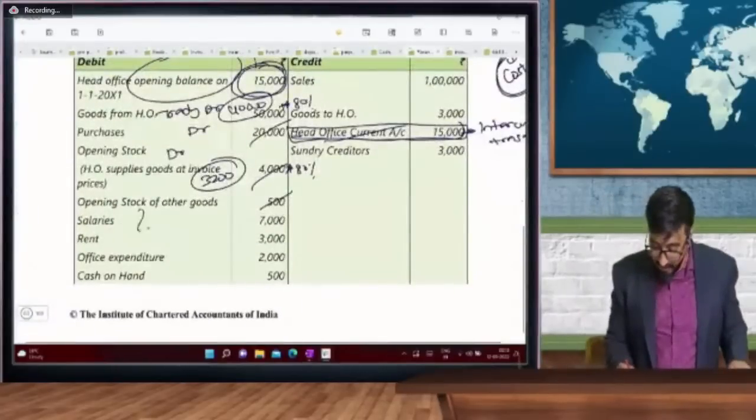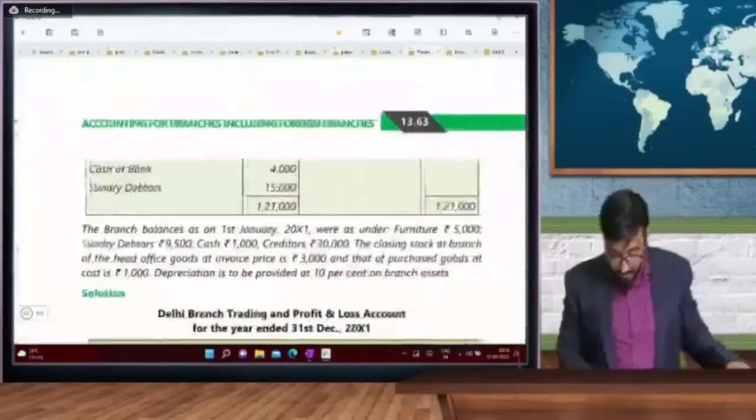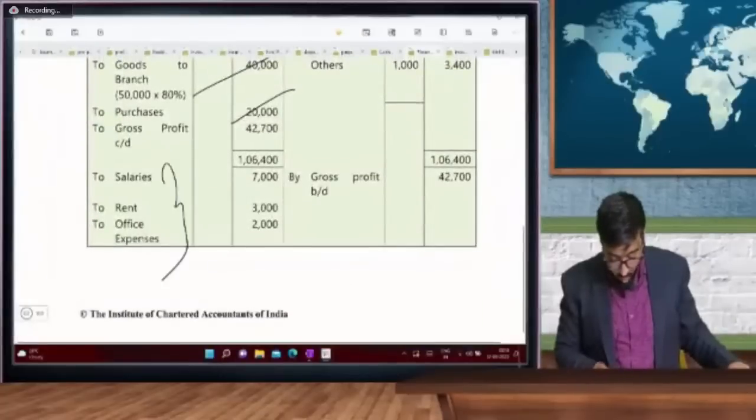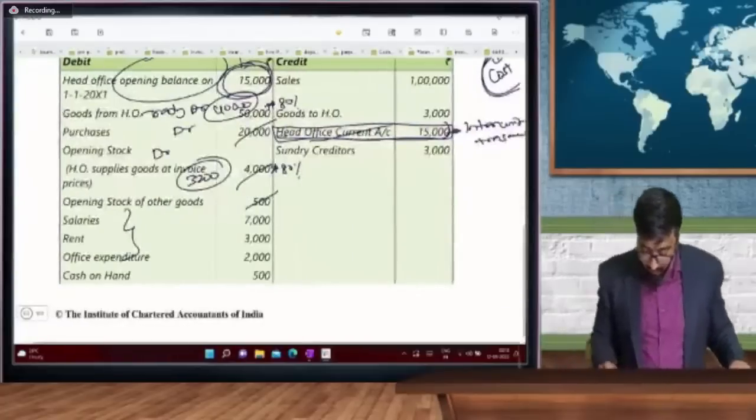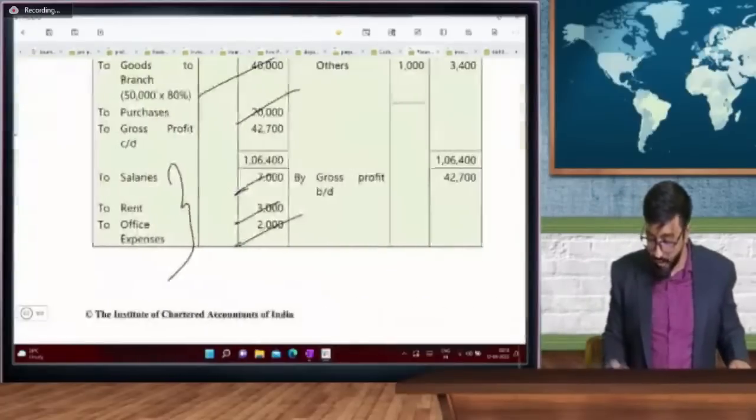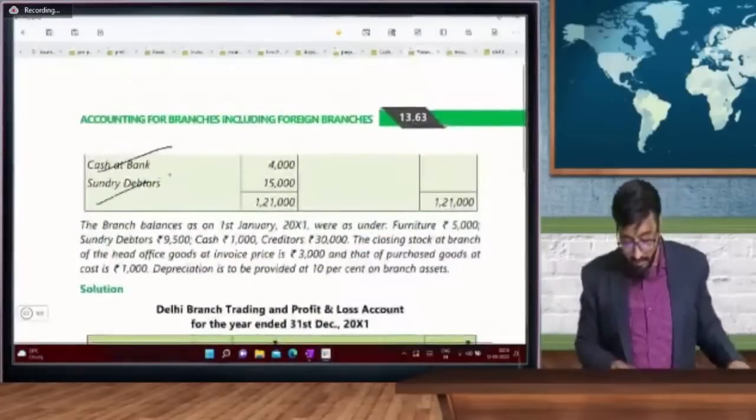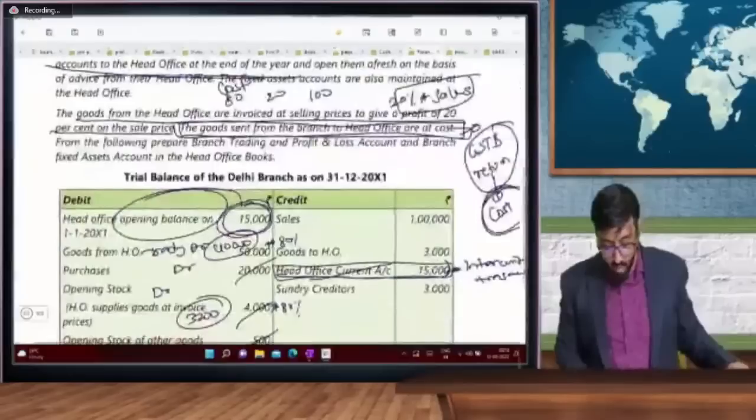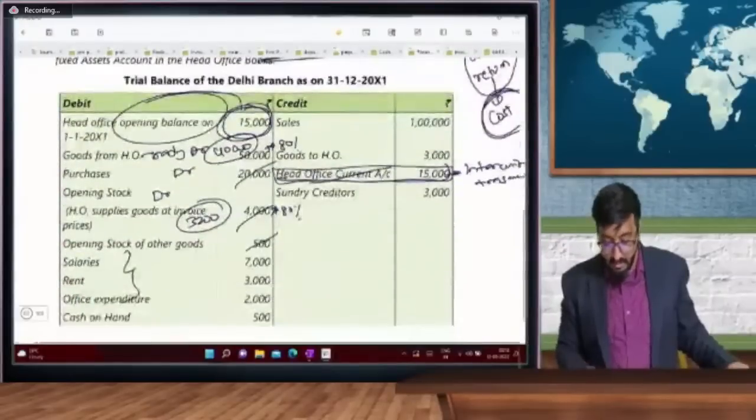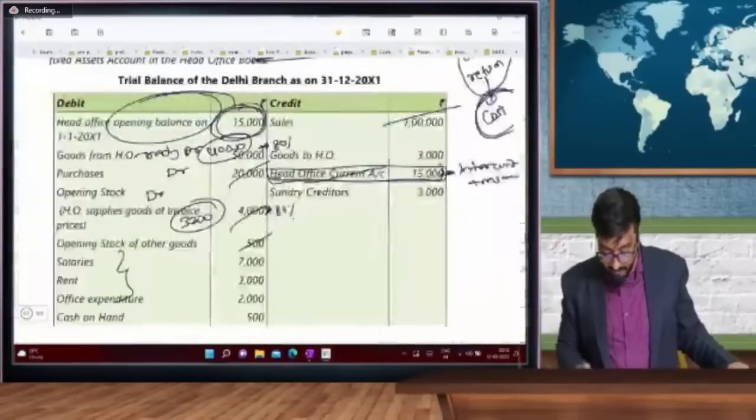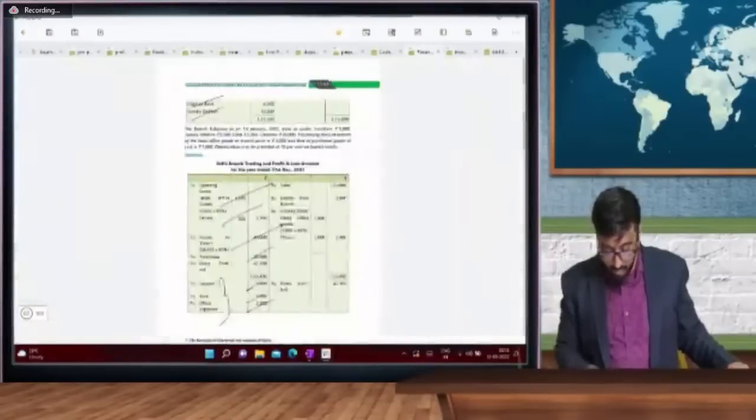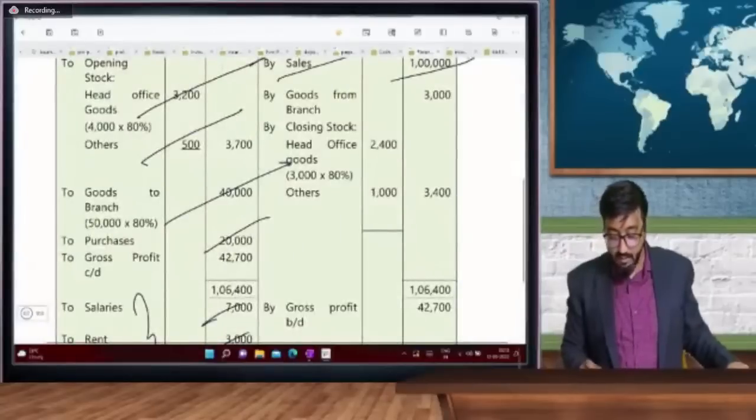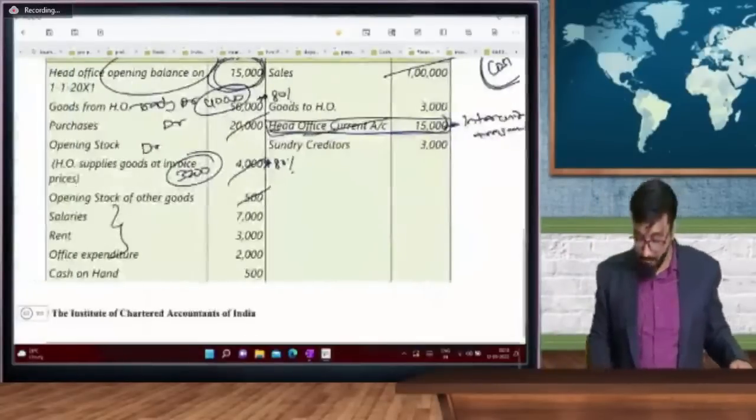Salary, rent, office expenses go to the P&L debit side. Very good. Cash is an asset, so don't record it because it is not asked. Cash at bank, debtors: not asked. Only the trading and P&L account is asked. Sales of 1 lakh on the trading credit side. So this is prepared by the head office, beta. This trading and P&L account is prepared by the head office.